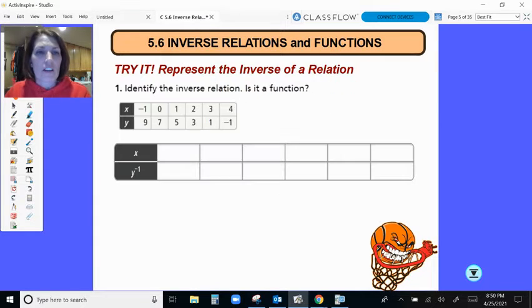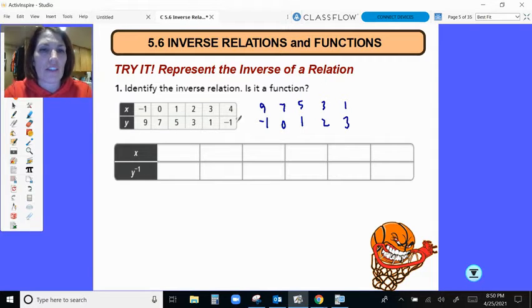So identify the inverse relation here. And is it a function or not? First of all, let's rewrite all these ordered pairs, inversed. This will become 9, negative 1. This will become 7, 0. This will become 5, 1. 2, 3 will become 3, 2. 3, 1 will become 1, 3. And then 4, 1 will become negative 1, 4.